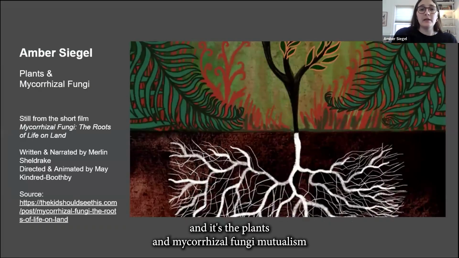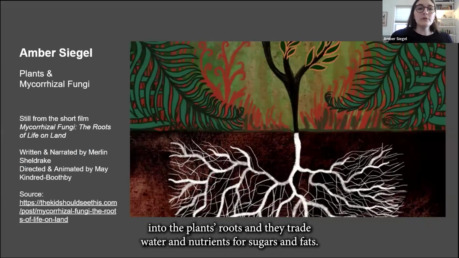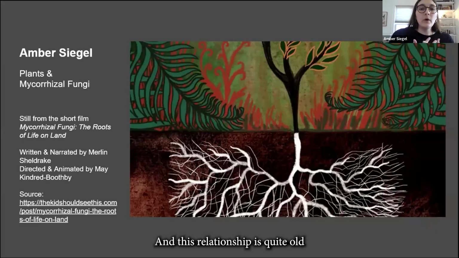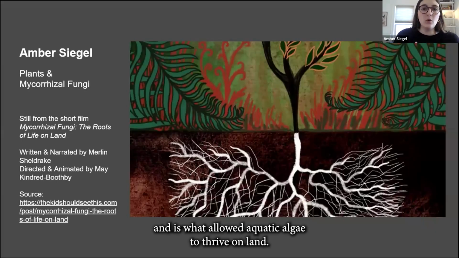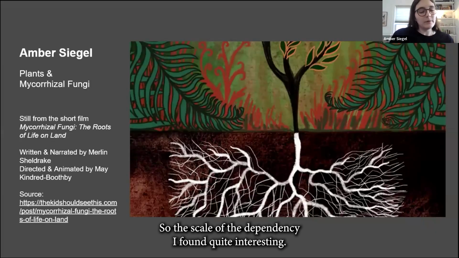And it's the plants and mycorrhizal fungi mutualism, where the fungi's mycelium, so the white in this image, weave into the plant's roots and they trade water and nutrients for sugars and fats. And this relationship is quite old and is what allowed aquatic algae to thrive on land. And today, 90% of land plants actually depend on this mutualism. So the scale of the dependency I found quite interesting.